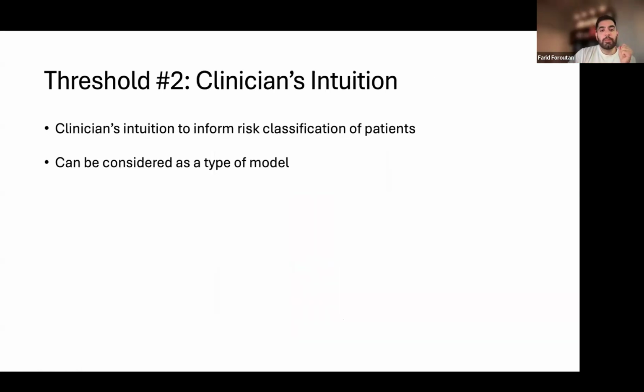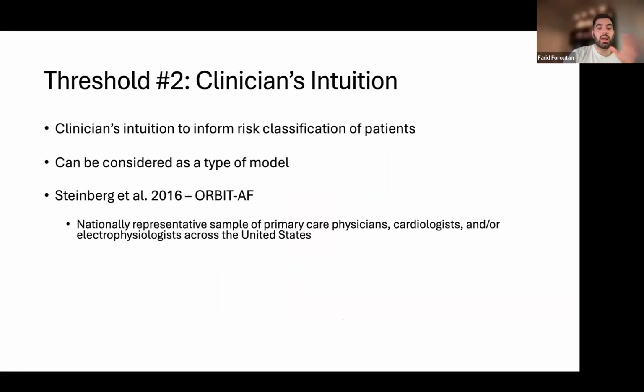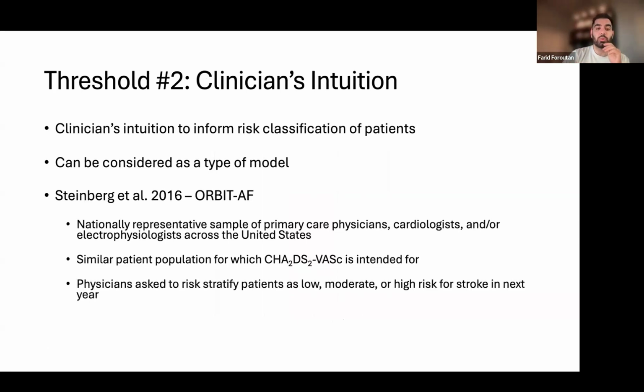Now, the second threshold that you can use is clinician's intuition. And again, clinicians can be a form of a model, and people have actually tried to evaluate this. So Steinberg in 2016, in the ORBIT atrial fibrillation study, took a nationally representative sample of primary care physicians, cardiologists, and electrophysiologists across the US. And what they asked them to do was to classify the patients as being low, moderate, or high-risk individuals for having a stroke in the next year after they came to their clinic appointment.